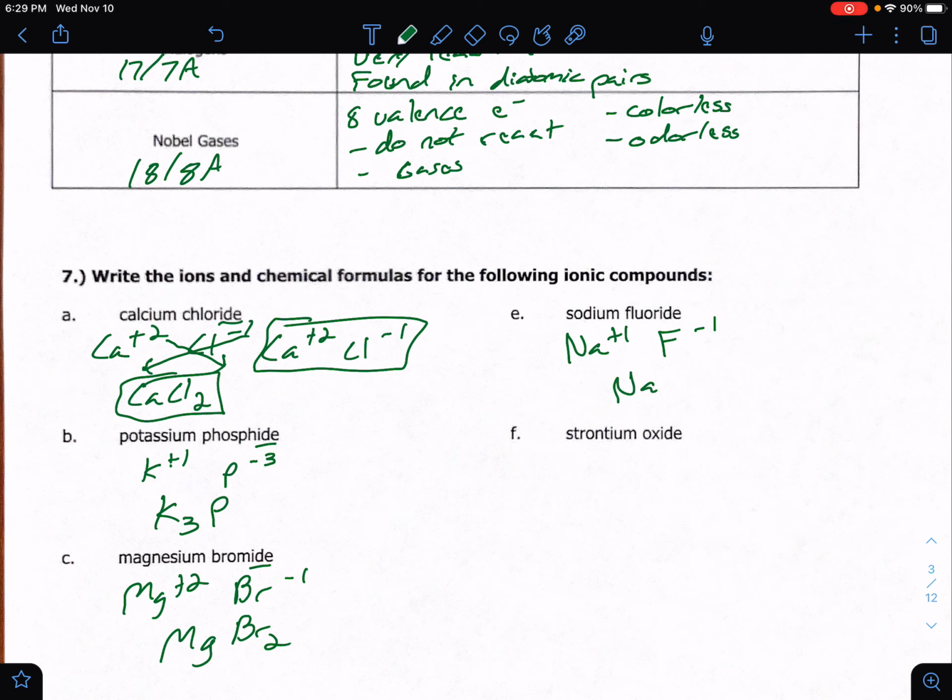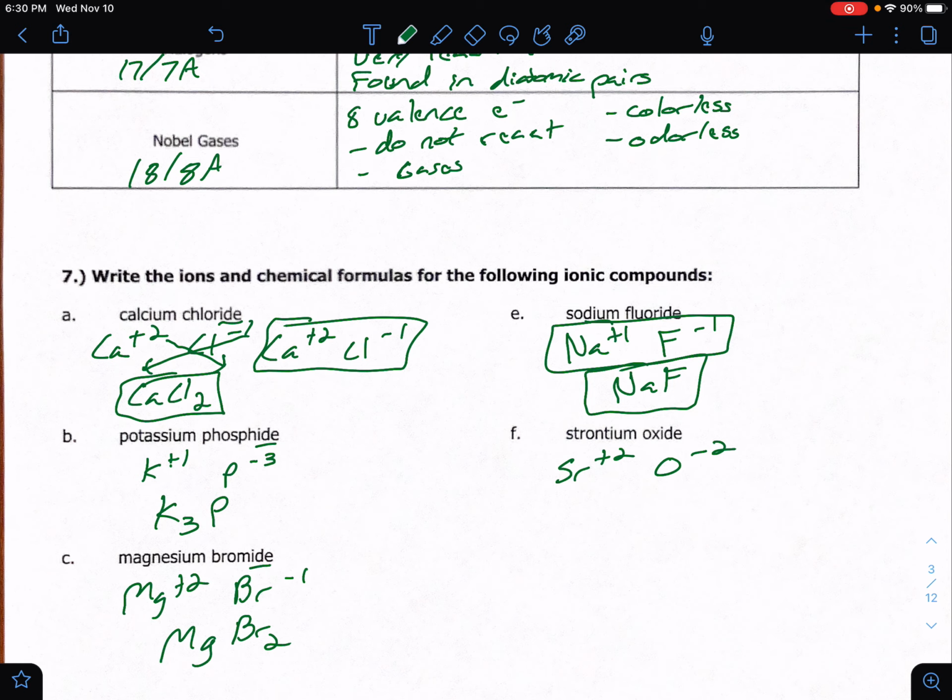It would just be NaF. There's your answer. So here's your answer here for your cation, anion, and then here is your formula. Strontium oxide: strontium is going to be Sr with a +2, and then oxygen with a -2. Those are already balanced, so all you have to do is just put them together.